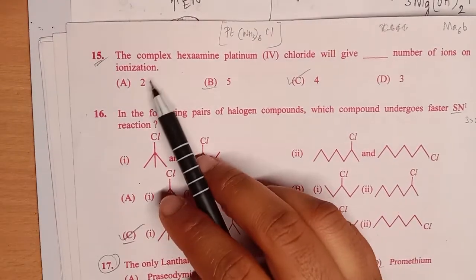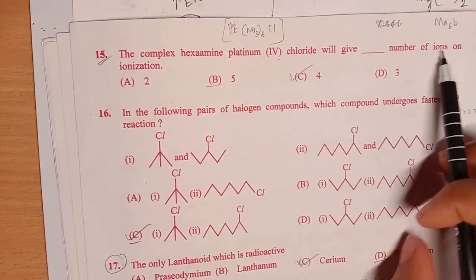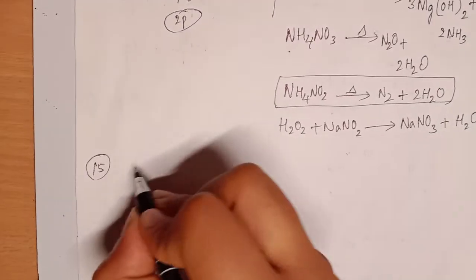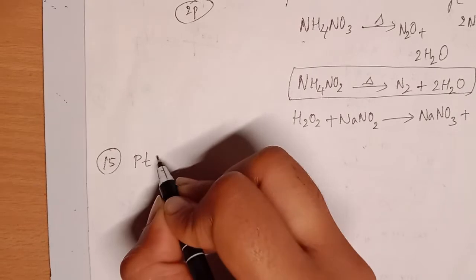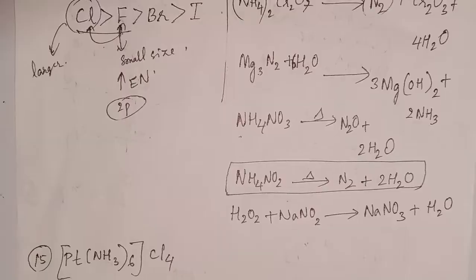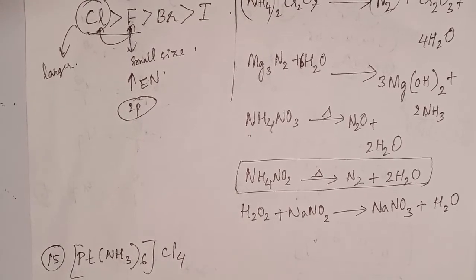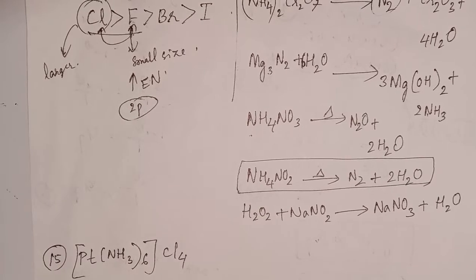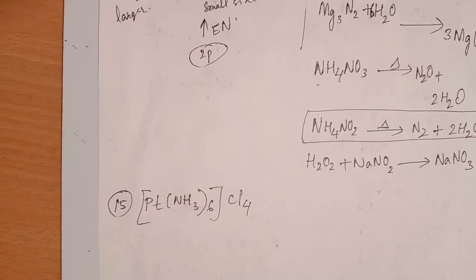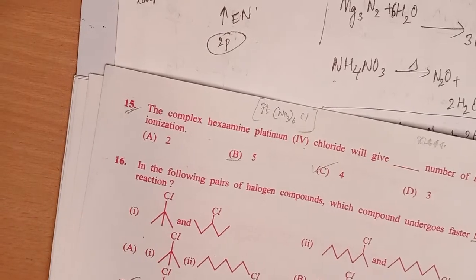Next question, 15. The complex hexaammineplatinum(IV) chloride will give dash number of ions on ionization. So hexaammineplatinum. At this stage, while writing competitive exams, you should be capable of finding the chemical formulas by just reading the names of compounds and also the reactant from the product or vice versa. So 15th one. So we have to find the number of ions it will give on ionization.